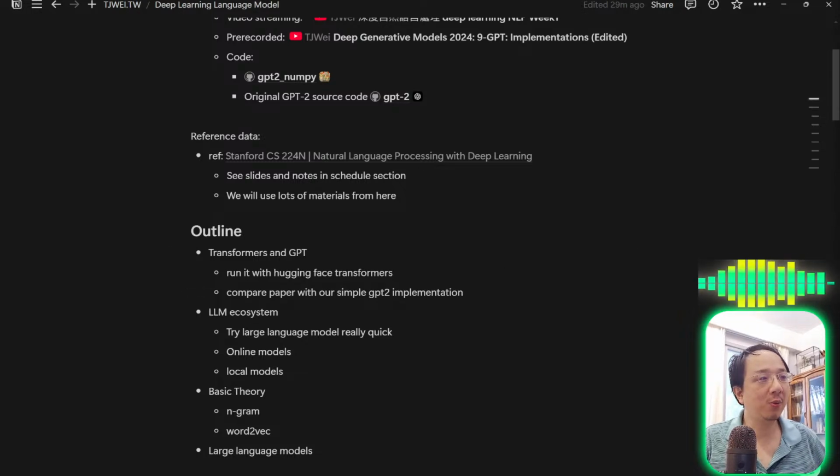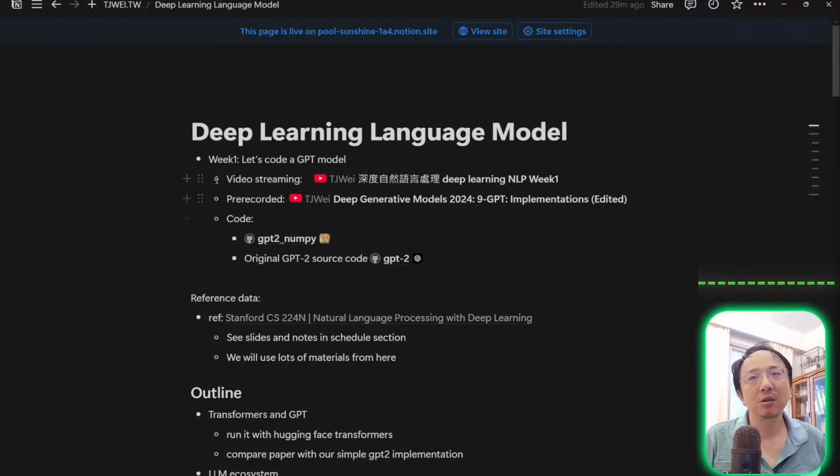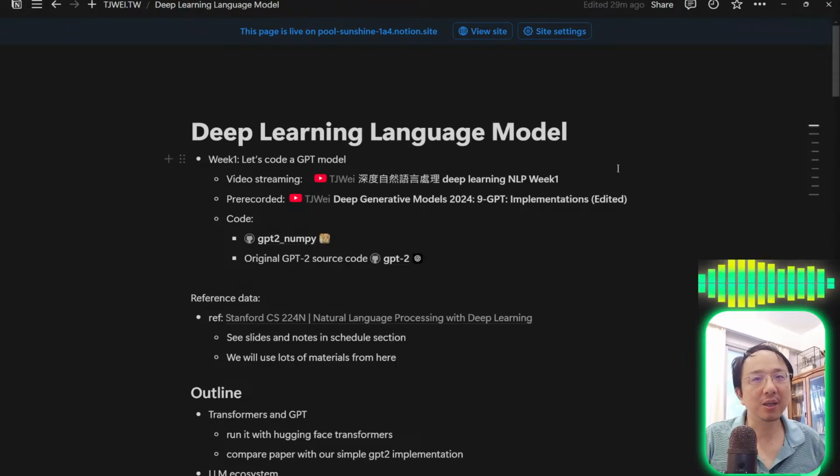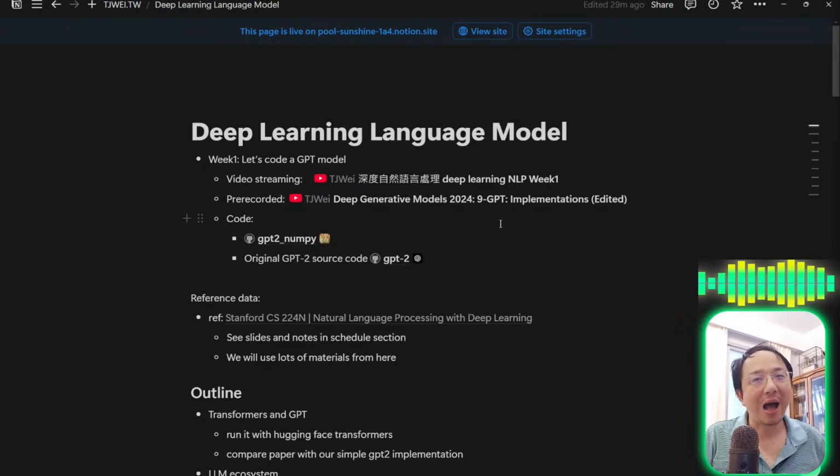So you can see that in our course website, I have listed a video streaming in the last semester's course, deep generative models. That is we're talking about deep learning and deep learning with language models. So I have a live coding session to code a GPT-2.